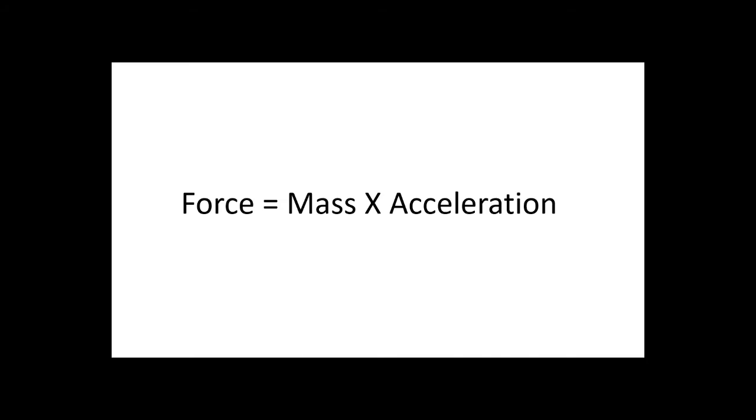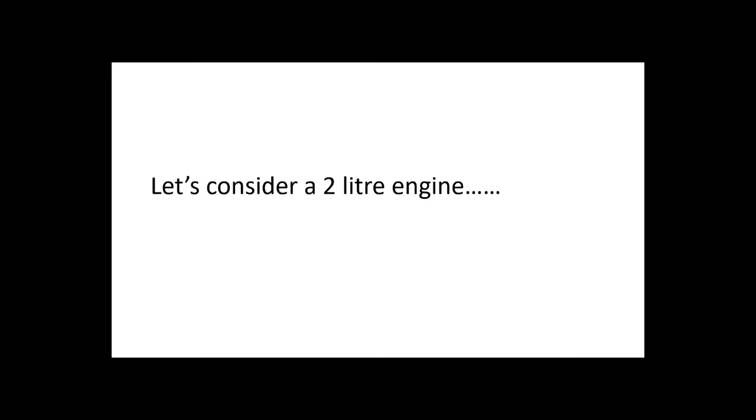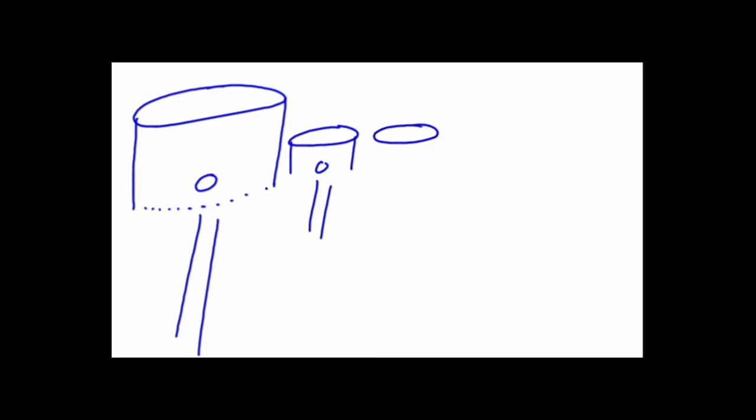So force is equal to mass times acceleration, the rate of acceleration of an object. What this means is that we can reduce the amount of inertia force if we can manipulate the mass or the rate of acceleration. So let's think about a 2-litre engine. Now, we could have a single cylinder 2-litre engine, and it would have a fairly large piston, which in turn would mean that it's quite heavy. It would have a large mass. So as a consequence, it would have large inertia forces acting on that piston.